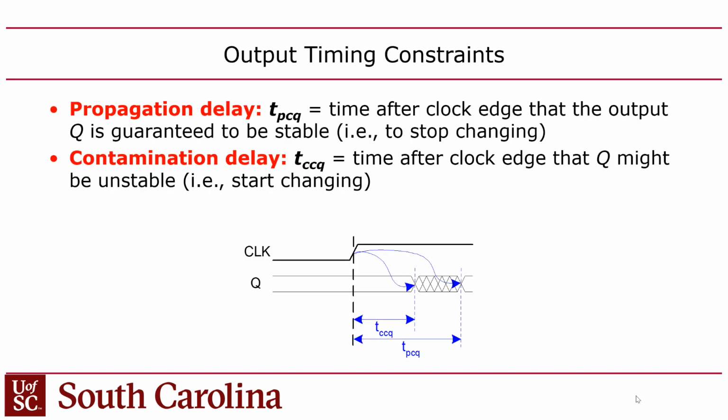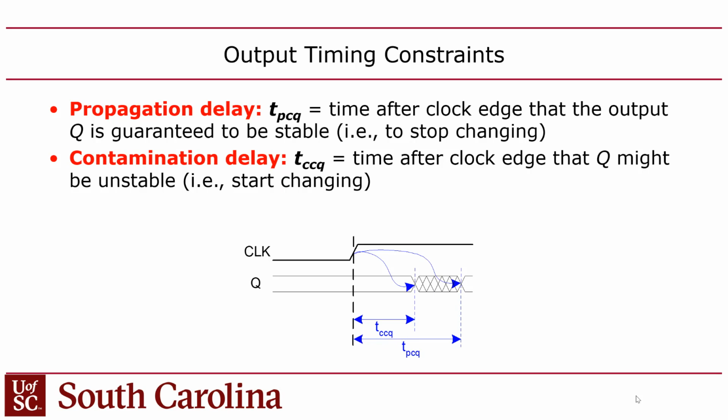Okay, so now in addition to gates, so far we've just talked about combinational logic. Now let's talk about sequential logic. Flip-flops also have a propagation delay and a contamination delay, because why wouldn't they? It's just a logic circuit, right? Now the notation is a little different though. The notation the book uses is TCCQ and TPCQ to stand for the contamination and propagation delay.